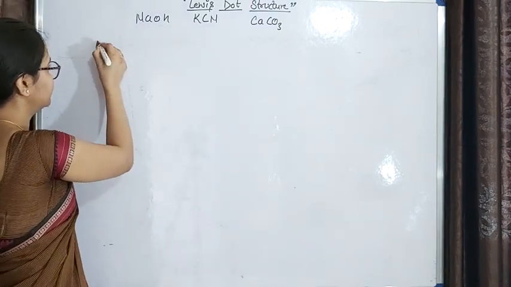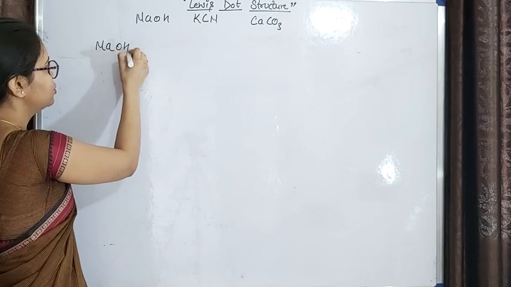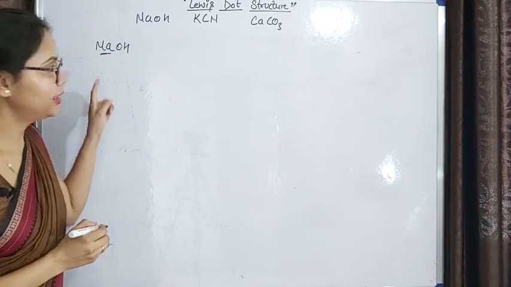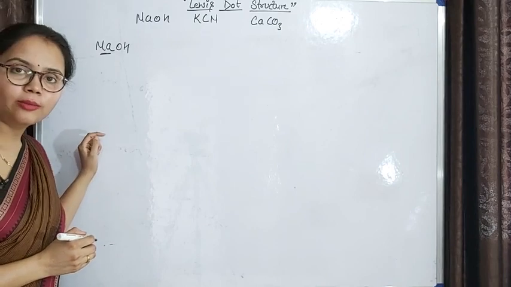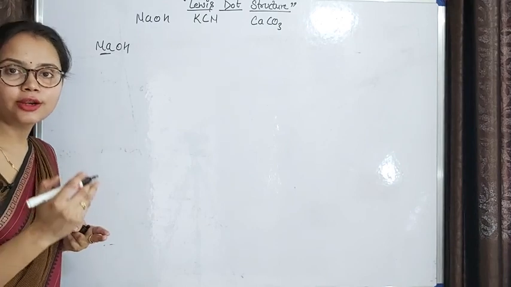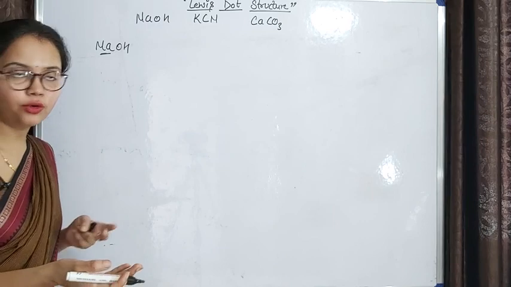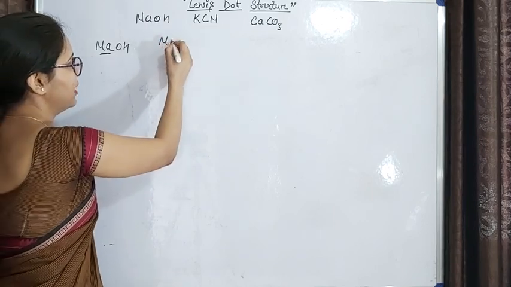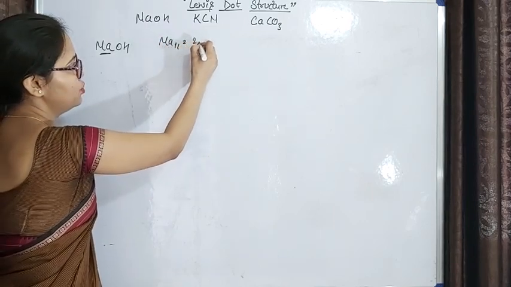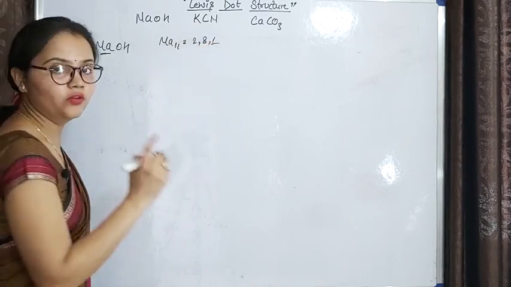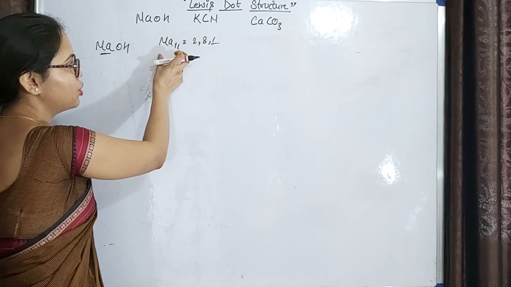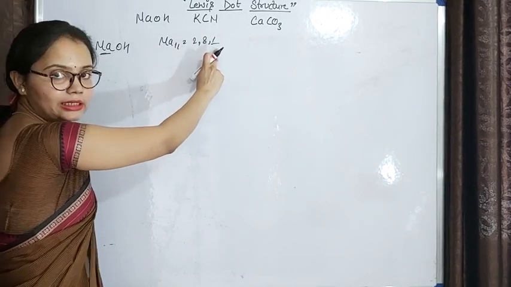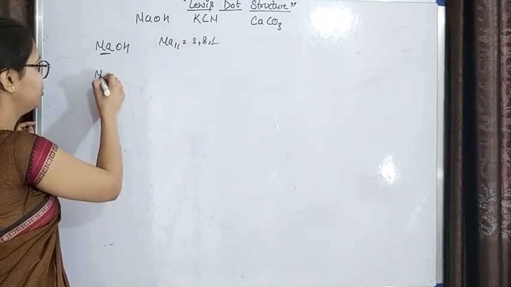Let's take NaOH first. In NaOH, as you can see here, one metal atom is present, and we know that a metal completes its octet by losing its electron. Sodium has 2, 8, 1, meaning only one electron in its outermost shell. So in order to complete its octet, it has to donate this electron. Sodium will do the same.